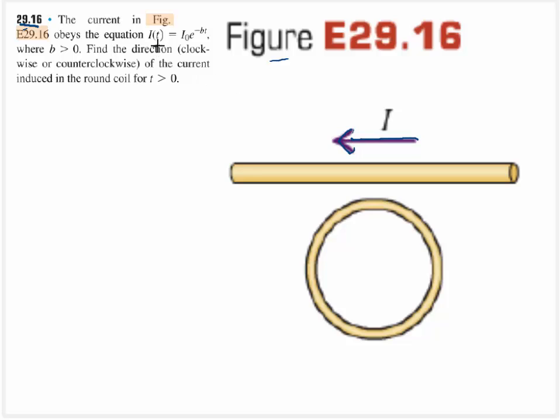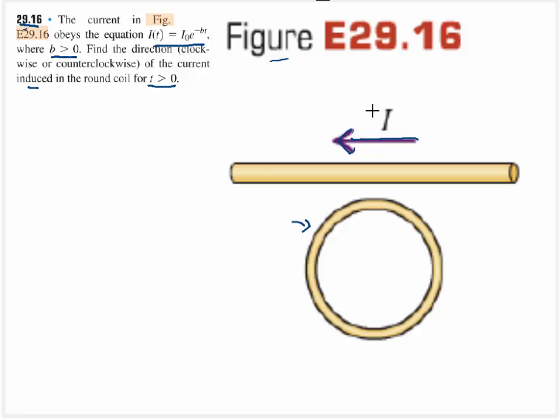And we're told that the current is going to start decreasing exponentially over time because t is going to be larger than 0 and b is larger than 0 as well. And we're asked for what is the direction of the current induced in this little ring right here after the current starts to decrease. So it's going to oppose a change in magnetic flux.